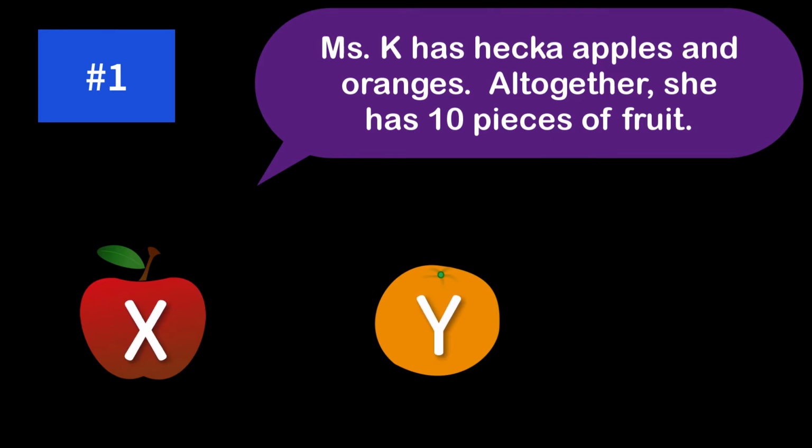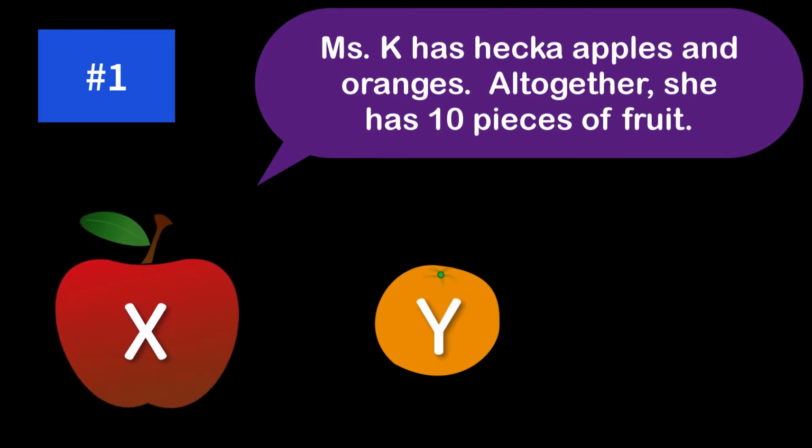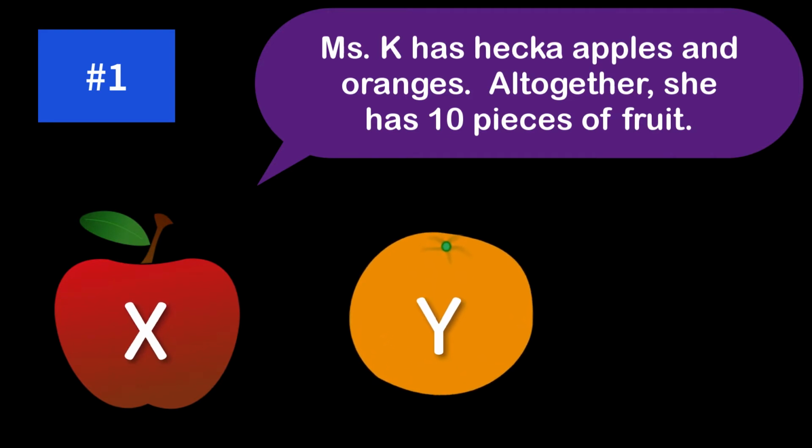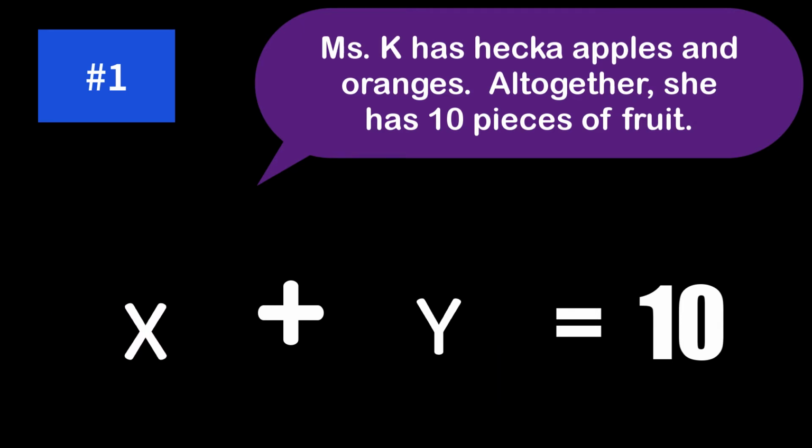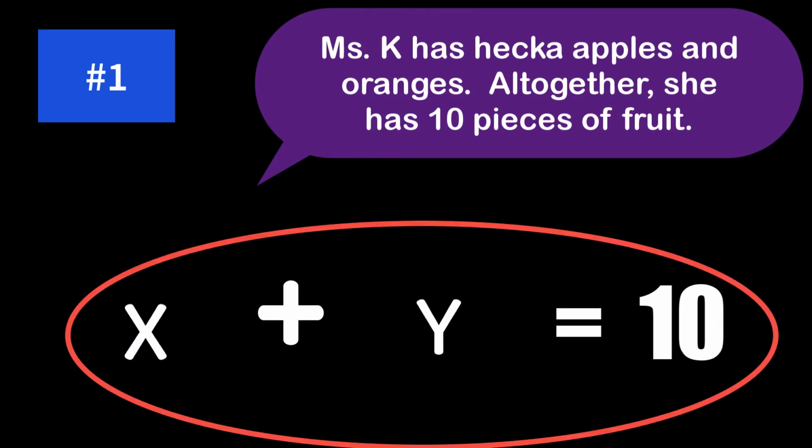So for this example, we can use x for the number of apples and y for the number of oranges. They represent the number of each fruit since we don't know exactly how many of each she has. All we know is that these two numbers add up to 10. We know that if we take the number of apples and add it to the number of oranges, we'll get 10 total. Therefore, x plus y equals 10. That's our equation for number 1.